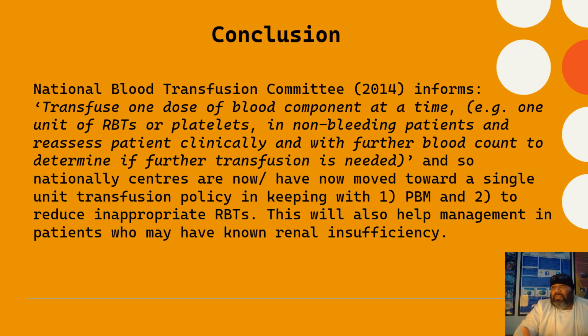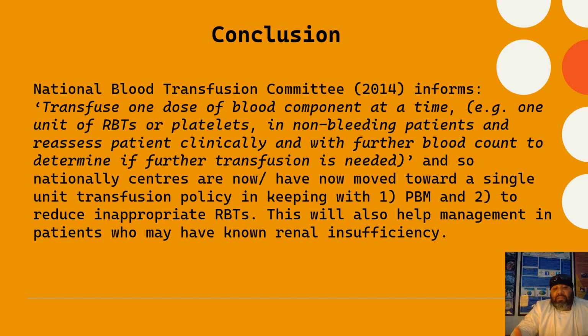An overall conclusion, and this was a work that was presented a little while ago, and a book publication has come out of this, but one of the concluding points from that work is thus: the National Blood Transfusion Committee in 2014 informed to transfuse one dose of blood component at a time, for example, 1 unit of red blood cells or platelets in non-bleeding patients, and reassess the patient clinically with a further blood count to determine if further transfusion is required.